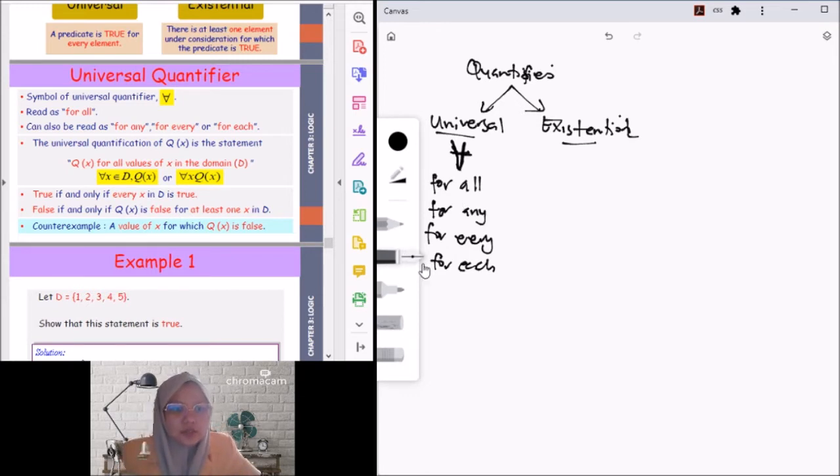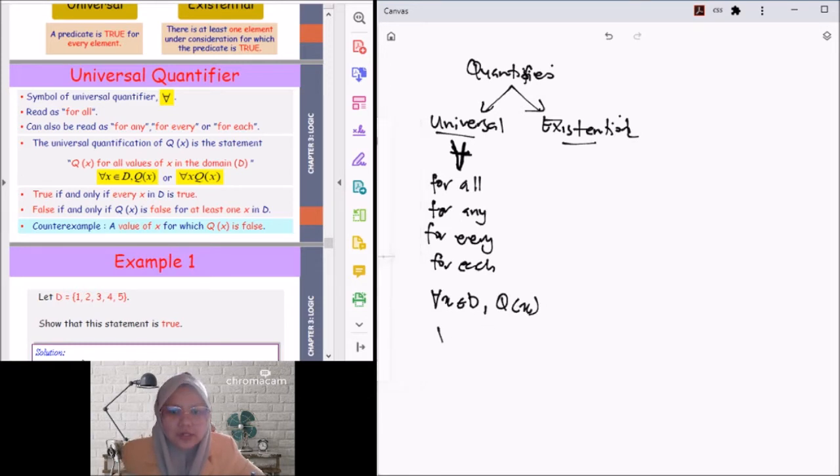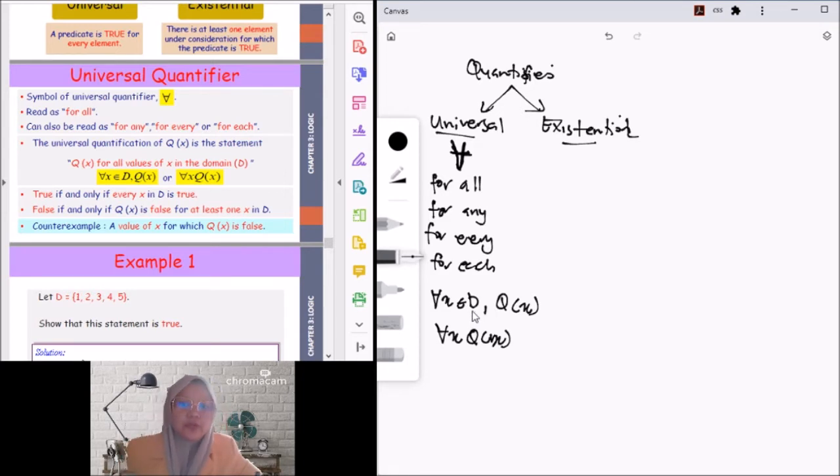The statement is written as: for all x, element in domain D, such that Q(x). Or we can write it as for all x, Q(x). This is when we don't have a domain. When we have a domain, we set it as integers, positive integers, or real numbers, so we write it as here. If we don't have a domain, we read it like this.